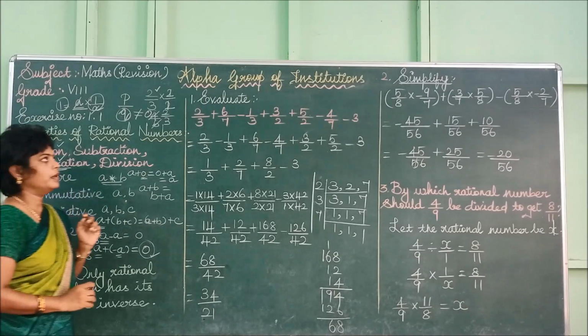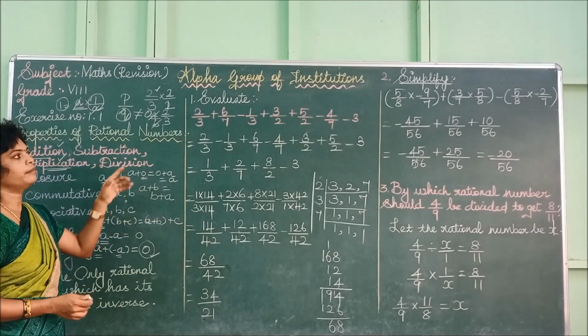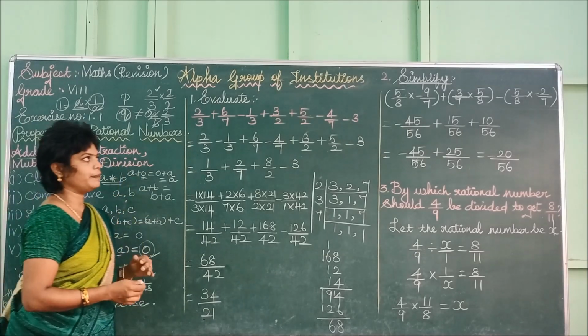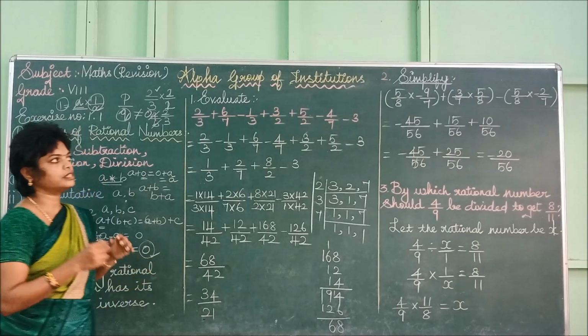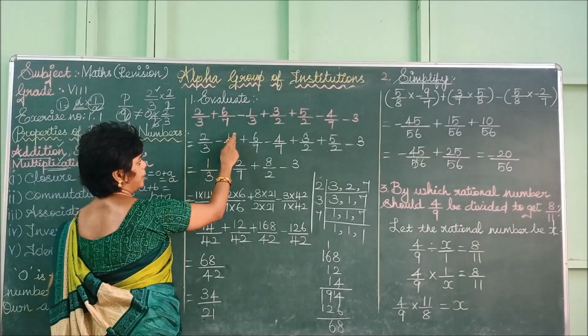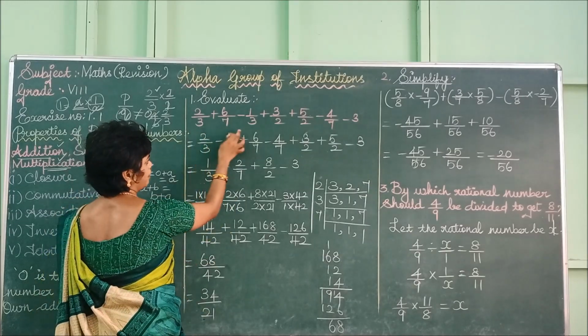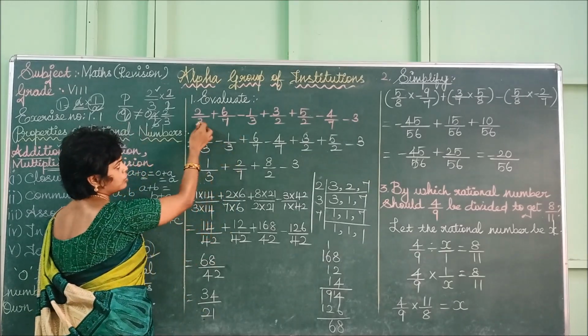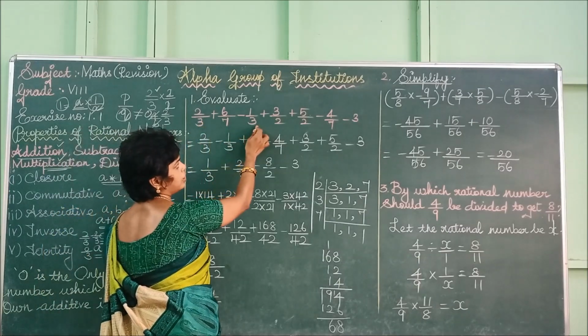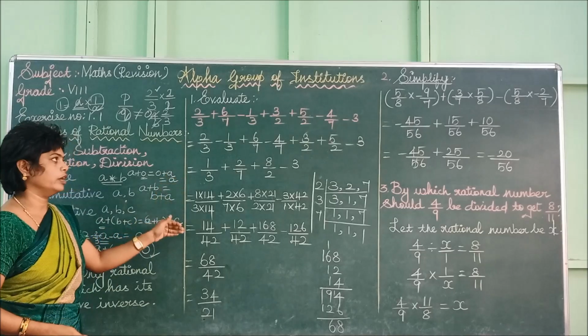So okay, look at the problem. Evaluate 2 by 3 plus 6 by 7 minus 1 by 3 plus 3 by 2 plus 5 by 2 minus 4 by 7 minus 3. So first check the denominators. The denominator values are different. So you can combine and write the same denominators. The first value is 2 by 3 and here also the denominator is 3. So you can combine and write 2 by 3 minus 1 by 3.